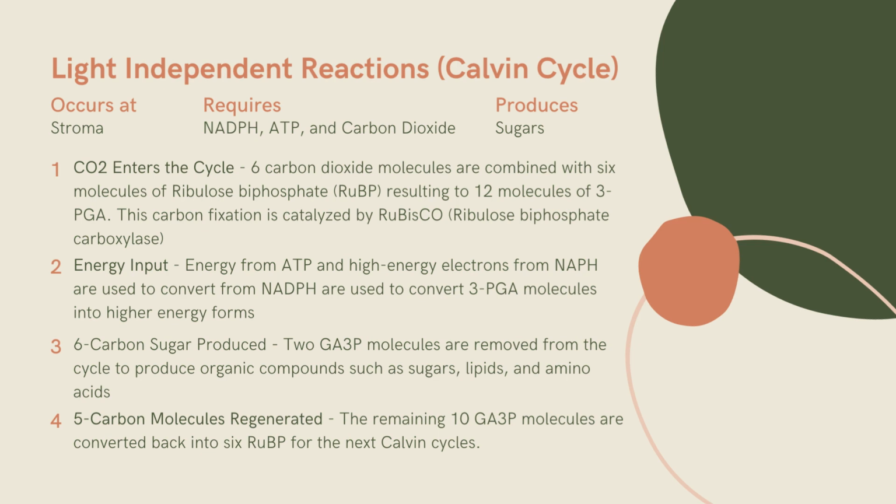So the 3-PGA that we have produced in carbon fixation, I mean, the 3-PGA that we have created in the carbon fixation will be converted into high energy form by the high energy electrons that are acquired by NADPH and also by the energy from ATP.